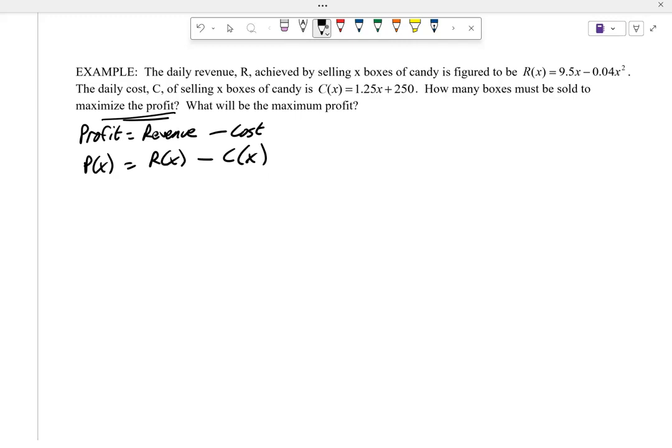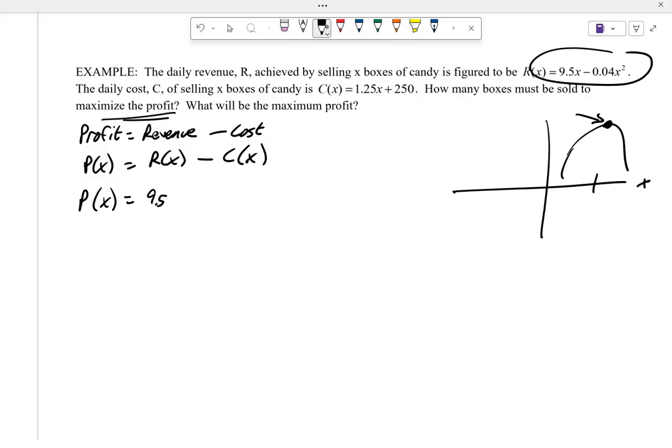If this profit's going to be maximized, if we're going to have a maximum, it's going to be something like this, right? It's going to be a flipped over U. We're looking for how many x boxes we're going to sell to maximize this profit. That's what we're looking for. Let's find our profit function first. Well, our revenue is given right there, 9.5x minus 0.04x squared, minus our cost, our expenses. Let's go ahead and distribute that.